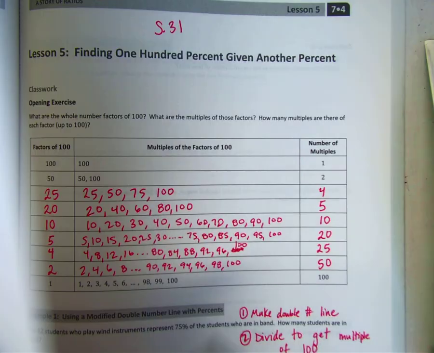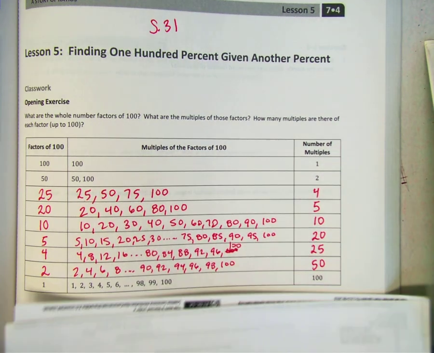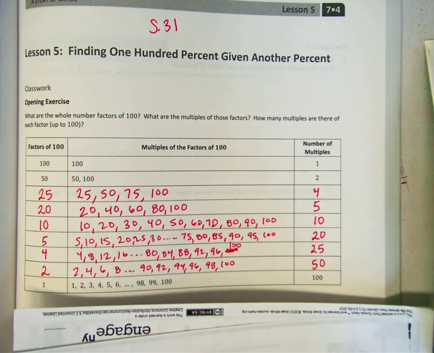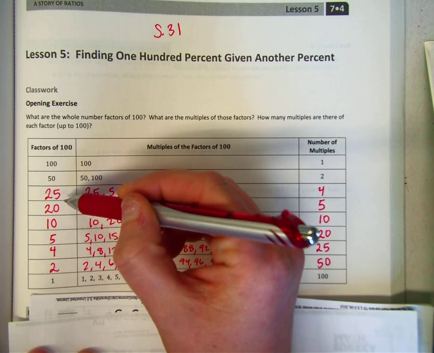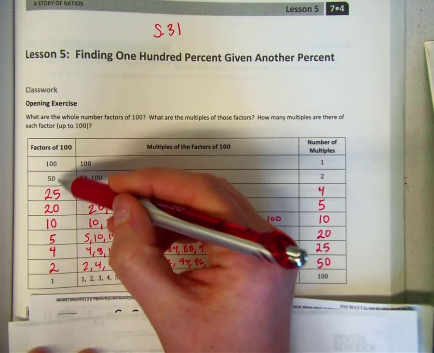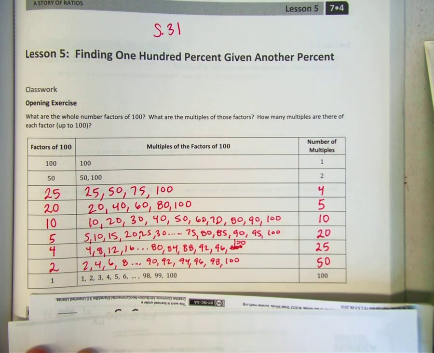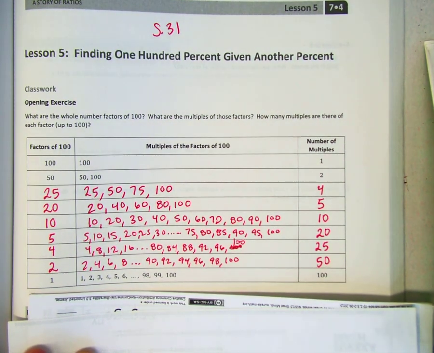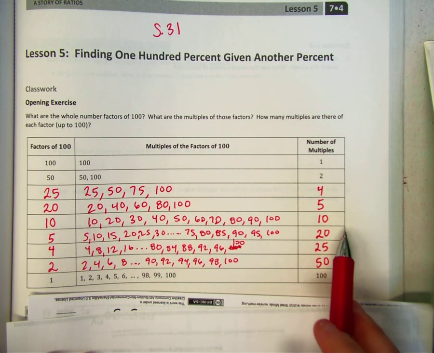Okay, so your paper should look relatively like this. So all of your factors of 100 are all the numbers that can be multiplied to get 100. And these are all of them: 100, 50, 25, 20, 10, 5, 4, 2, and 1. And then the multiples of that number, and then how many there are.